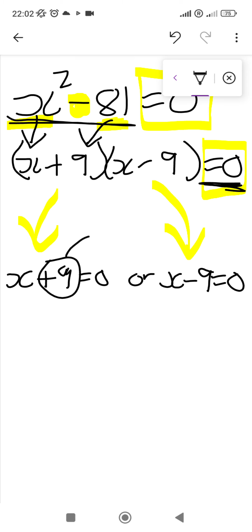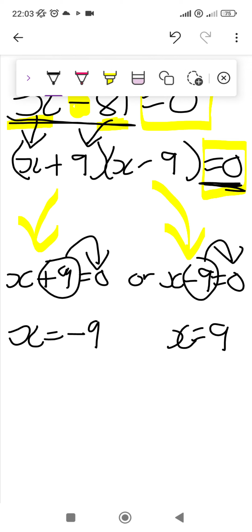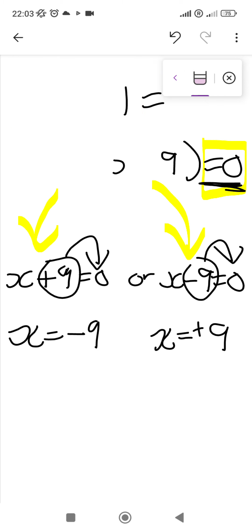Okay, so let's manipulate this. Subtract 9 on both sides. So one of our solutions is x equals minus 9. Add both sides over here. So add 9 on both sides. So x equals positive 9 on our right hand side. Okay, that was also quick. Let's do the third one as well.